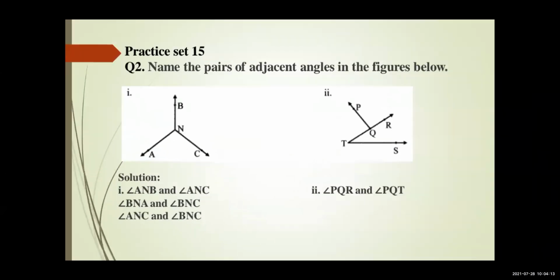So here we will stop. It's already 10 minutes over. So whatever is your doubt, I am going to clear it in the next Tuesday lecture. And the homework part is question number 3. Question number 3 is homework. You have to write down the pairs of adjacent angles. If not, then you have to write the reason for that. So question number 3 of this practice set 15 is your homework.